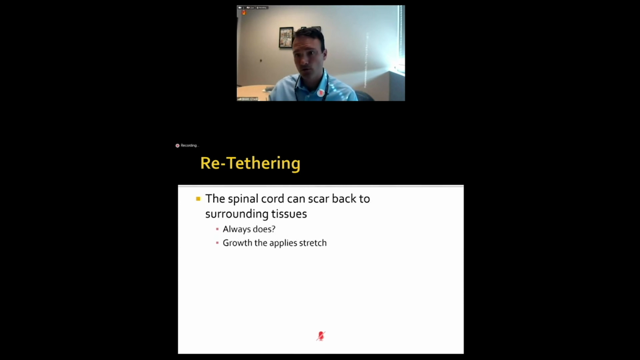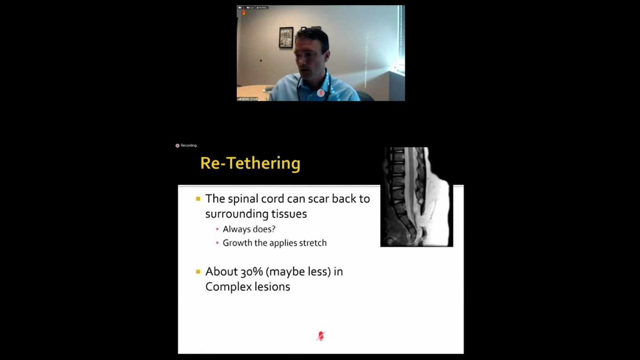You do need some growth to apply stretch. So if you just had a detethering operation, you're not going to have retethering symptoms for a good while until you have a good amount of growth. Also, once you're done growing, you're no longer at any risk of having retethering. Some of the older studies would suggest that retethering occurs in about 30% of patients with complex lesions. I think the number may actually be a little bit lower as we're getting better at recognizing the symptoms and not operating on patients who really don't need a repeat detethering surgery.